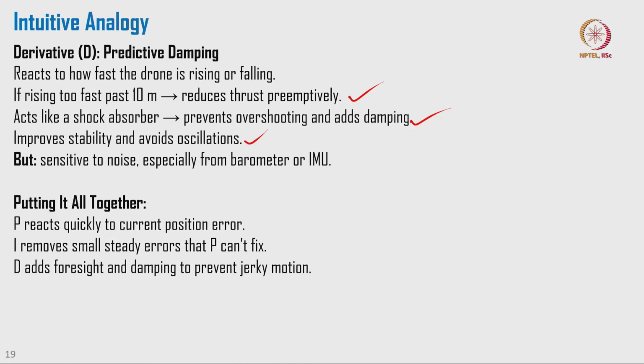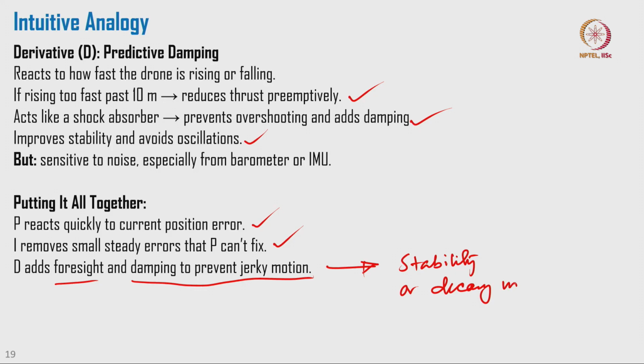Okay. So, putting everything together, what we see is that P reacts quickly to the current position, the current error. I removes steady state errors that P can't fix, but D adds foresight, that means the predictive nature, and damping to prevent jerky motion, which leads into stability or decay in oscillations.